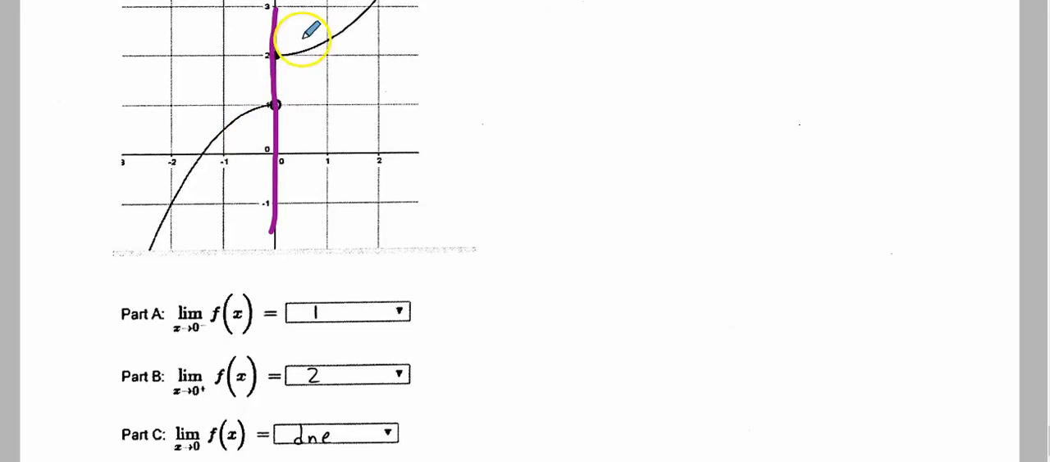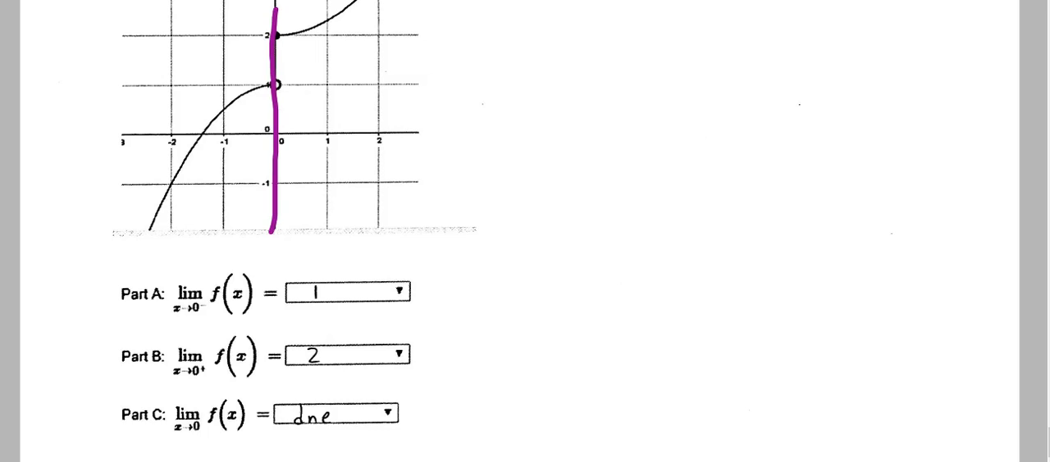When those numbers do not match, the limit from the left and the right, then if they just said what's the limit at 0, since it doesn't match, we say does not exist, or DNE is the common abbreviation for that. And that's all for the review assignment.